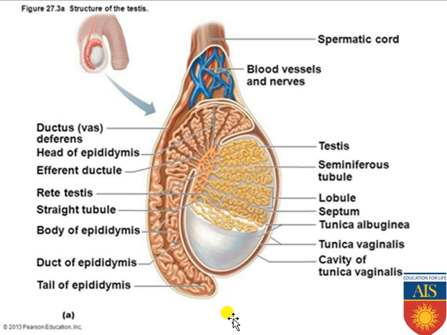This is the overall structure of the testis. You can see this is the entire testis structure, which is subdivided into multiple lobes or lobules. Here it is written, and the lobules are separated from each other with the help of a membrane that is called septum.